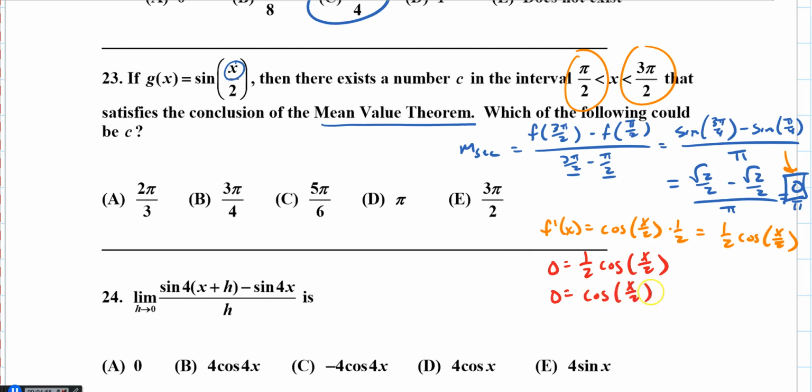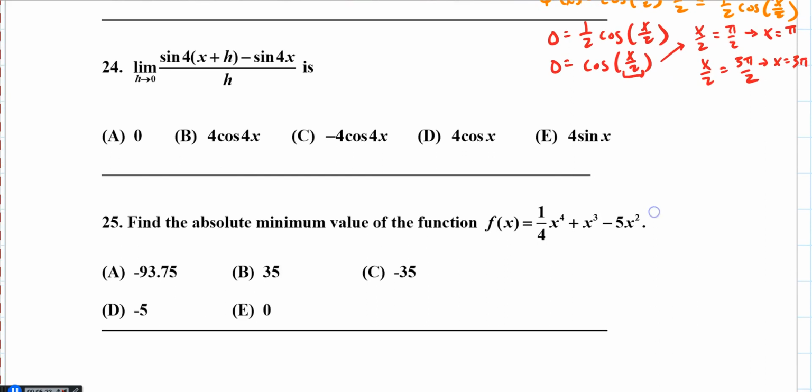Cosine of something is 0. Well, I know that cosine is 0 when we are at pi halves or 3 pi halves. So I set the inside, x over 2, equal to pi halves and equal to 3 pi halves. And when I solve that, x equals pi or x equals 3 pi. Well, which one of those is inside my interval? Pi is in the interval that we were given.